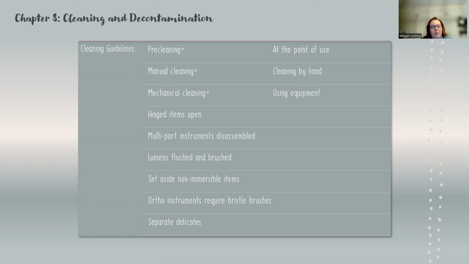And again, always separate the delicates. It kind of sounds like laundry, separating your delicates from your others. And there's a reason for that. You don't want to damage those delicate instruments. You don't want to put anything heavy on top, but you also want to set them aside to maybe hand wash those separately to be very careful.